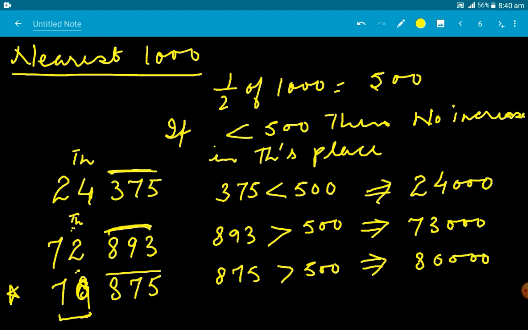Okay, now tell me, if I have written a number like 3,500, what will it become? Yes, it is equal to 500. So will the number remain the same or be increased? Yes, it will be increased. The 1000 place will be increased. It will become 4,000. So this is how we round off numbers to the nearest tens, hundreds and thousand.